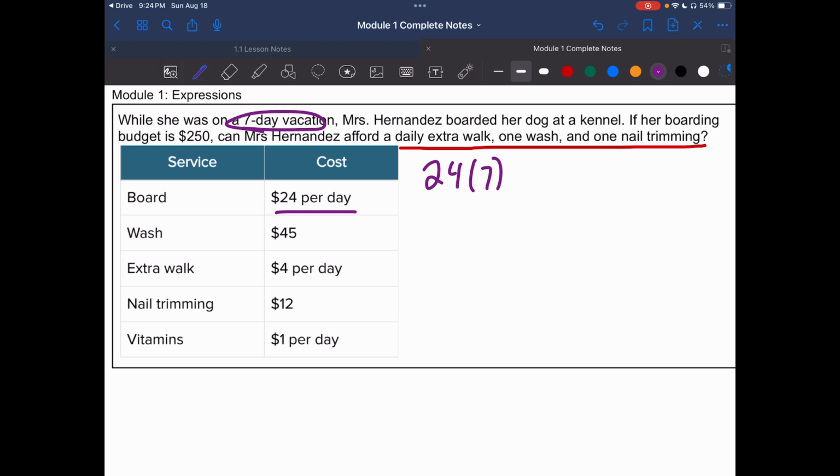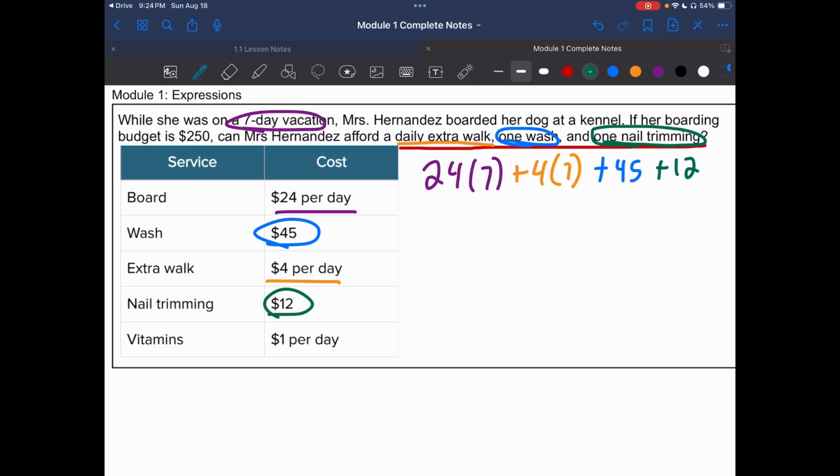Now, she wants to know about all of these extras that have extra fees attached to them. A daily extra walk is going to be $4 per day. So we need to add $4 times the 7 days that she's going to be gone. She wants to do 1 wash, and a wash is $45. That's a flat fee, so we add another $45. And lastly, she wants 1 nail trimming. Nail trimmings are $12, and so we add another $12. So now we need to go through and add all of this up.